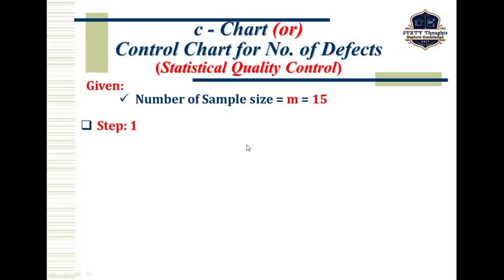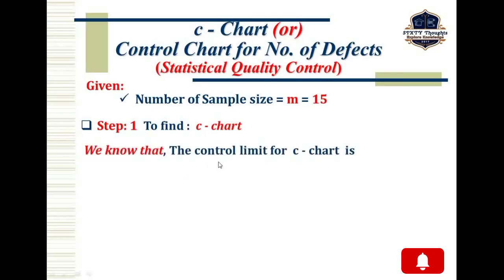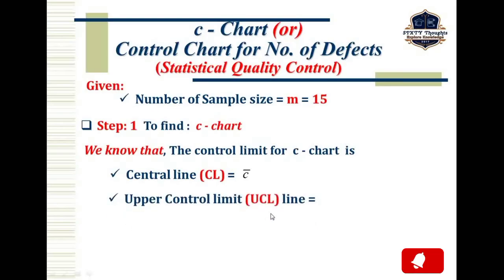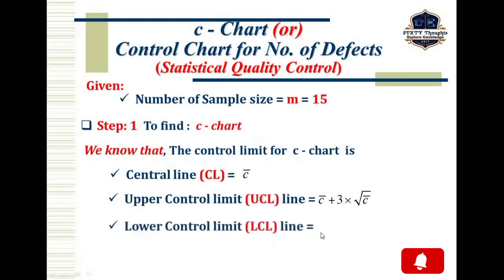What is step number 1? C chart. First we write the formula clearly. We know that the control limits for the C chart are: central line equal to C bar, upper control limit equal to C bar plus 3 into square root of C bar, and lower control limit equal to C bar minus 3 into square root of C bar. We consider this as equation number 1.